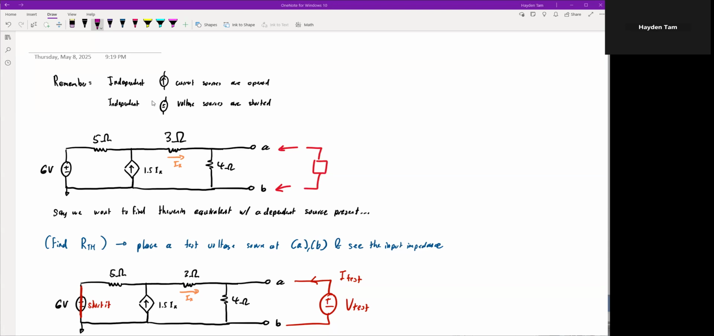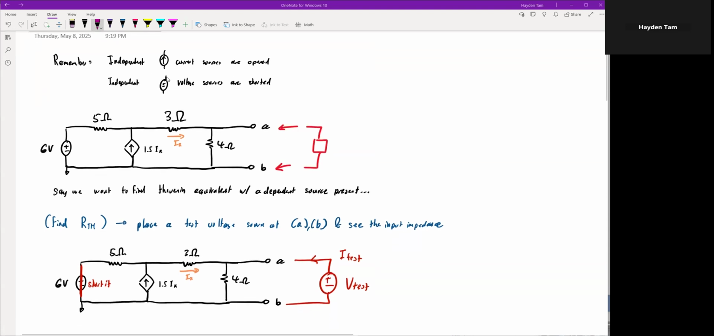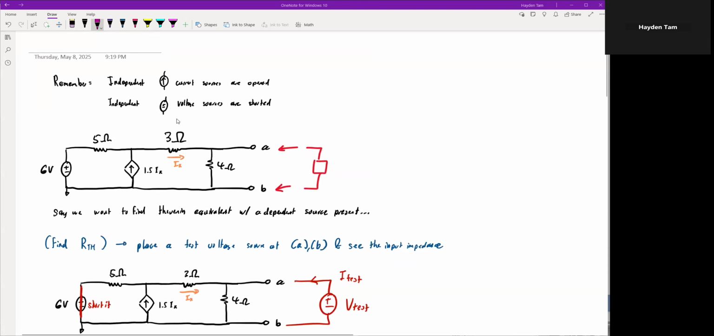The independent current sources, we always leave them open. We open them whenever they're present in the circuit whenever we're doing a Thevenin equivalent model. And for independent voltage sources, we short them when we do the analysis.